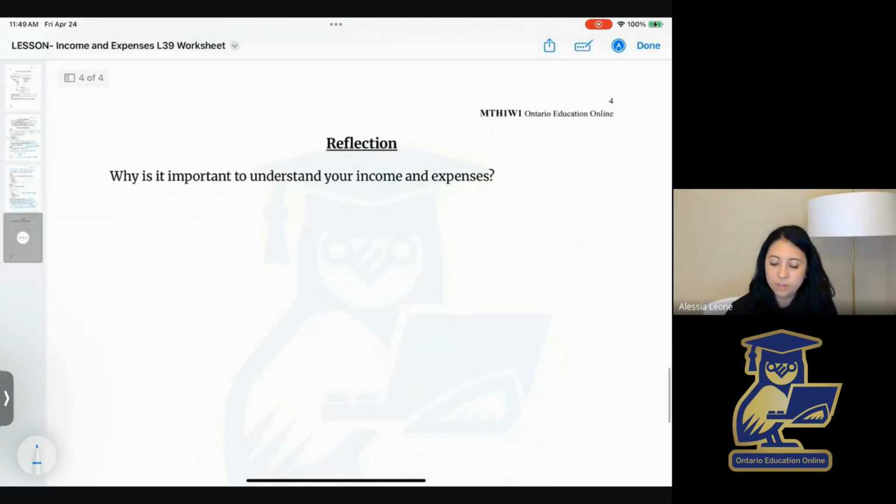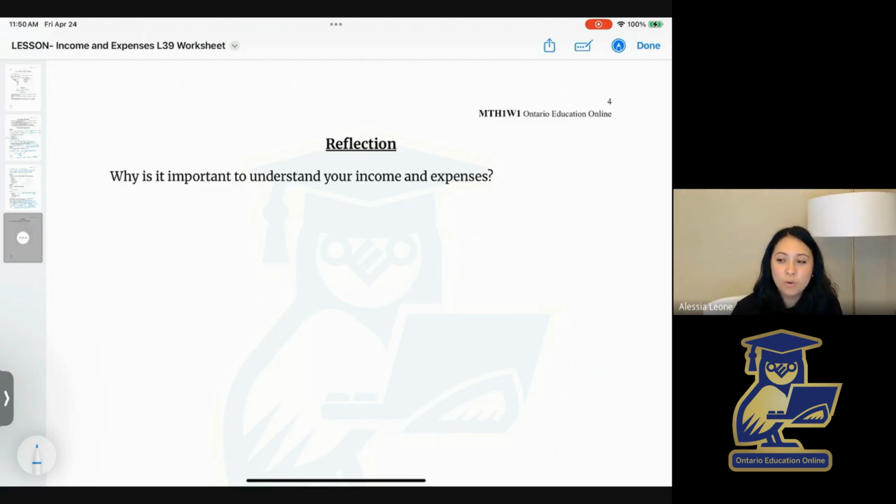And a reflection question. So, why is it important to understand your income and expenses? Like, why does this even matter? So, this matters because it helps people live a comfortable life. So, if you spend more than you make, then you're going to be in a more stressful position because you're always going to be short on money. Maybe you're going to owe money. Maybe you're going to go into debt, and that's not fun.